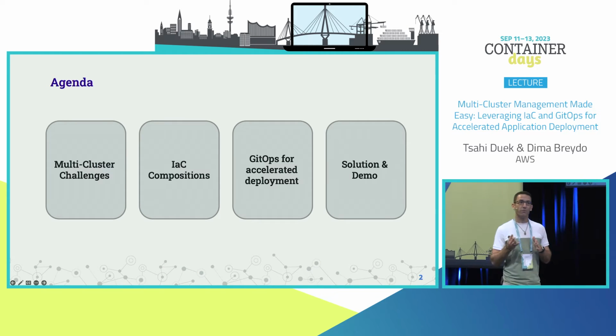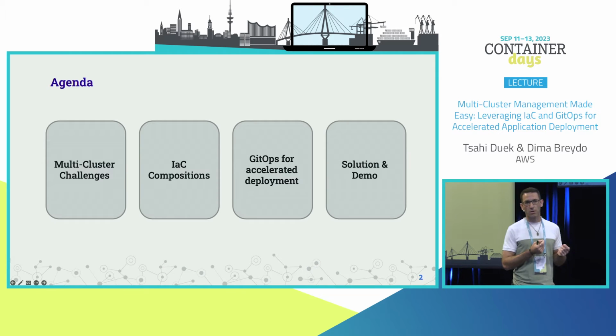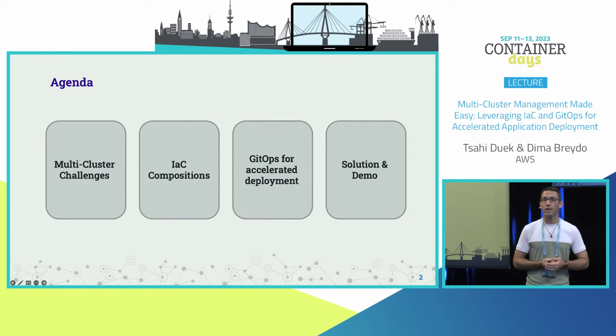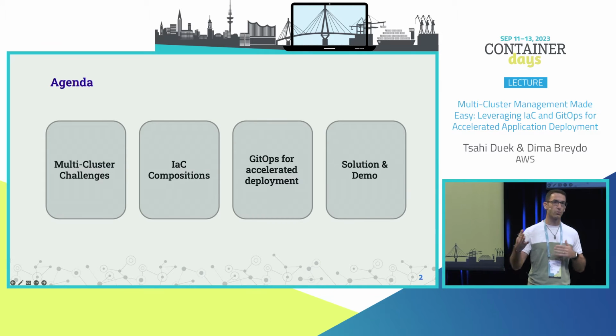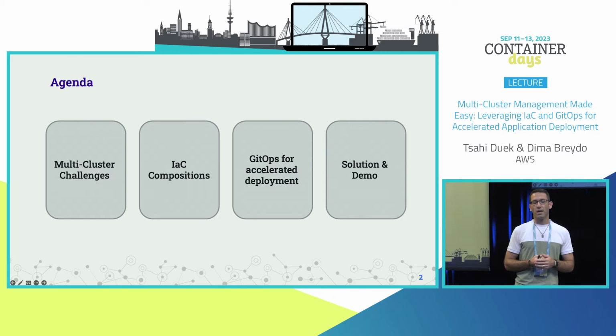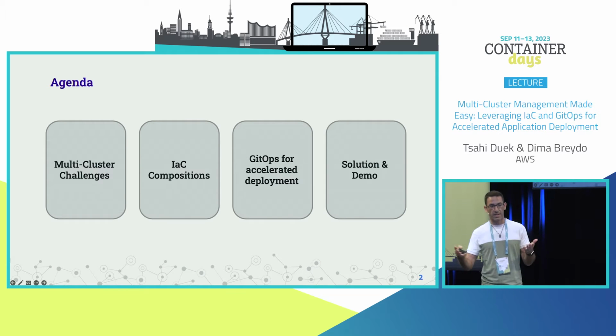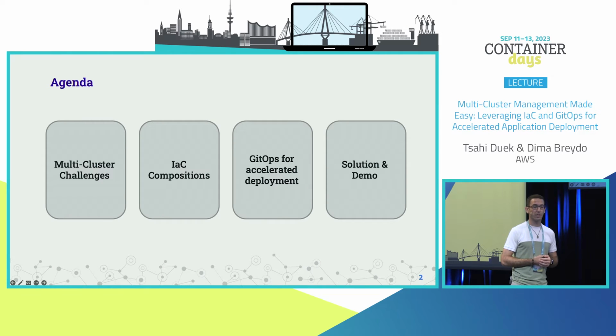Then we're going to talk about infrastructure as code composition, why they're important, and how you can leverage them to solve one part of the challenge. Immediately going on to GitOps for application deployment, and how you can connect both of them together, the infrastructure as code part and the GitOps part, to create a sustainable and repeatable solution for multi-cluster management.